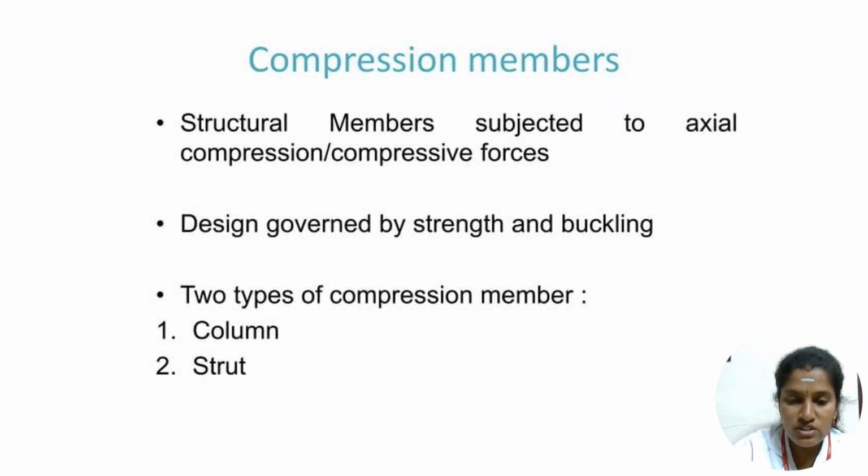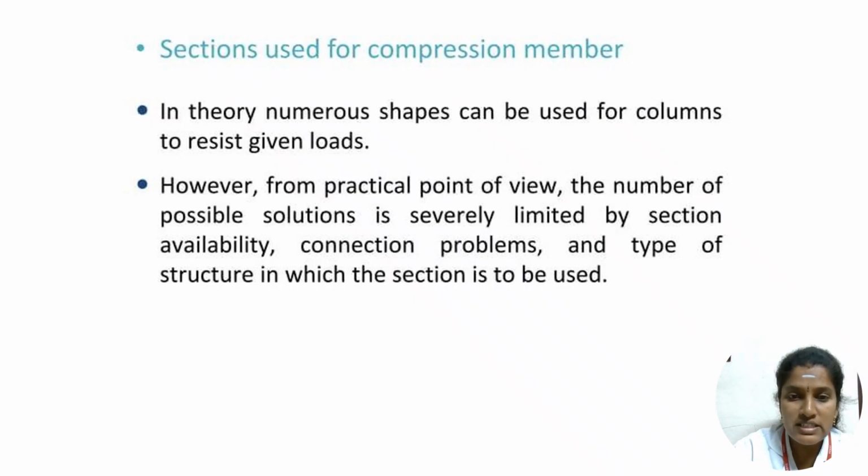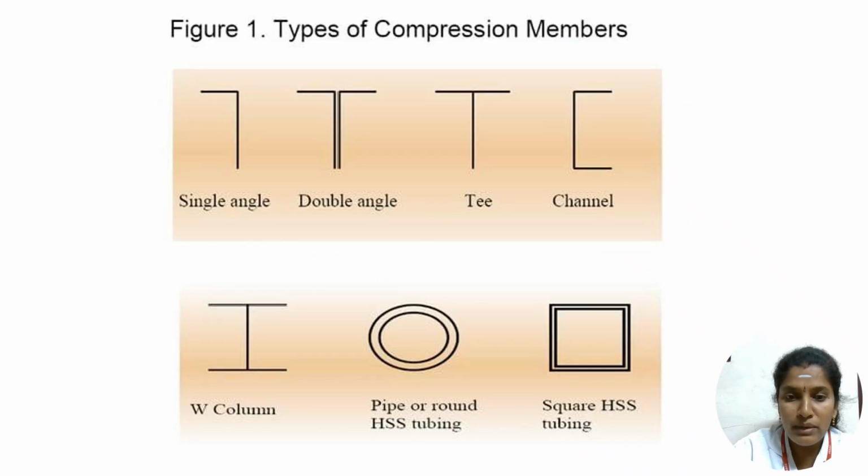Especially in steel structures, the columns are also compression members. The sections used for compression members: in theory, numerous shapes can be used for columns to resist the given load. But from a practical point of view, the number of possible solutions is severely limited by availability, the connection problem and other types of structures, in which the section is to be used.